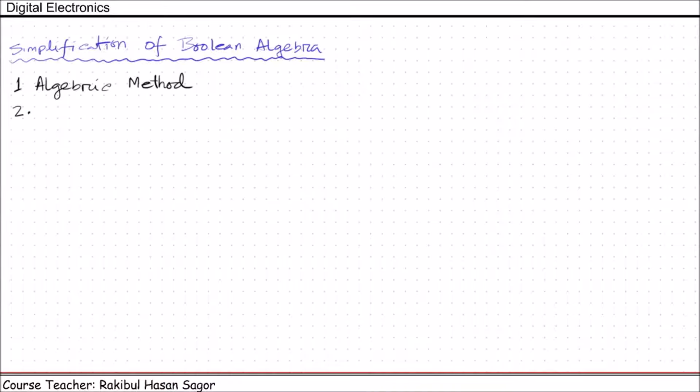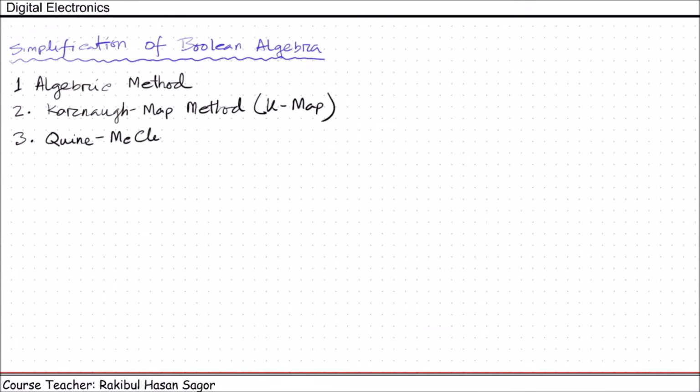Number two, Karnaugh method. Sometimes it is called K-map. Karnaugh is abbreviated as K-map. Number three, Quine-McCluskey method. First of all, we'll see the algebraic method for simplification of Boolean algebra.